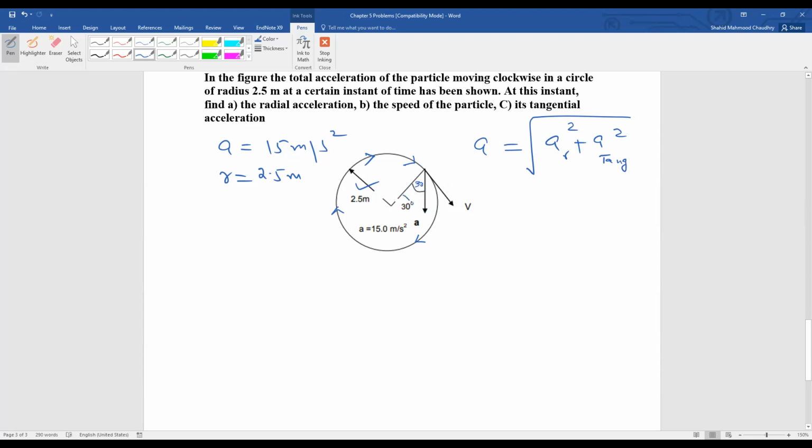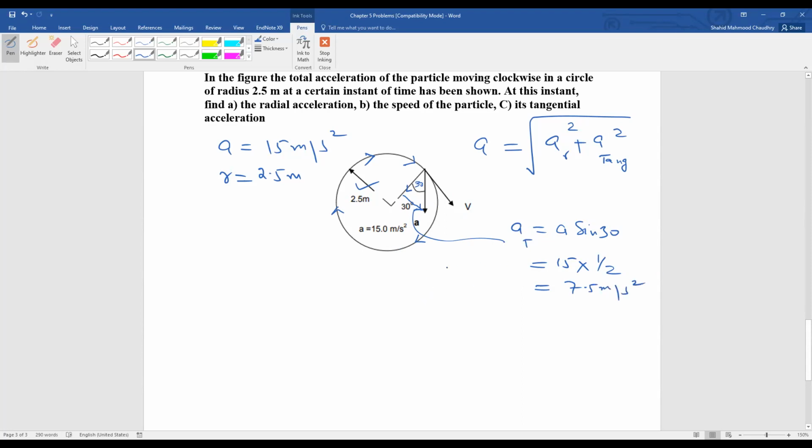So you will find one component here and one component here. This component is along the tangential velocity or the speed, so it means this component is AT, the tangential acceleration component. AT is equal to A sine of 30. A is 15 into sine of 30, which is 0.5 or 1 over 2. So this is 7.5 meter per second square.